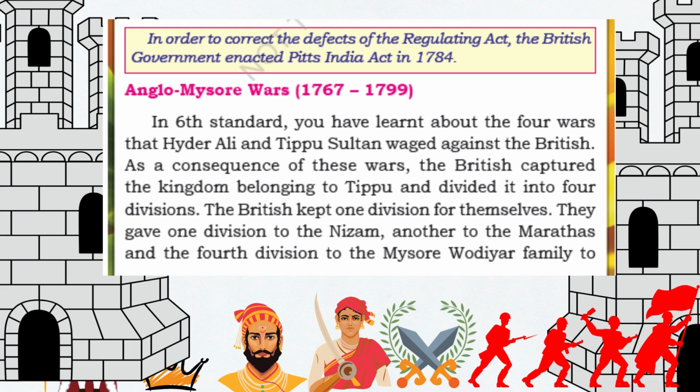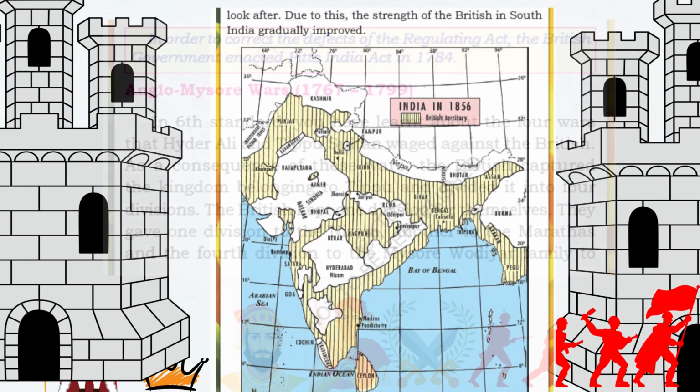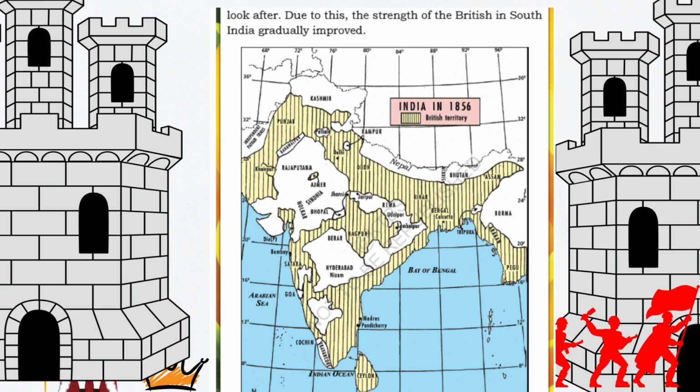Anglo-Mysore Wars, 1767 to 1799. In 6th Standard, you have learnt about the 4 wars that Hyder Ali and Tippu Sultan waged against the British. As a consequence of these wars, the British captured the kingdom belonging to Tippu and divided it into 4 divisions. The British kept 1 division for themselves. They gave 1 division to the Nizam, another to the Marathas, and the 4th division to the Mysore Wodeyar family to look after. Due to this, the strength of the British in South India gradually improved.